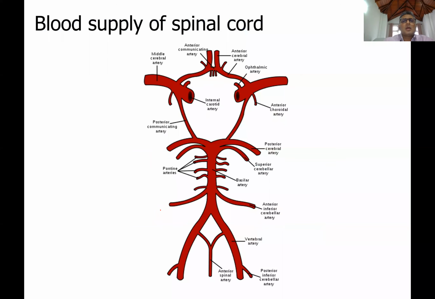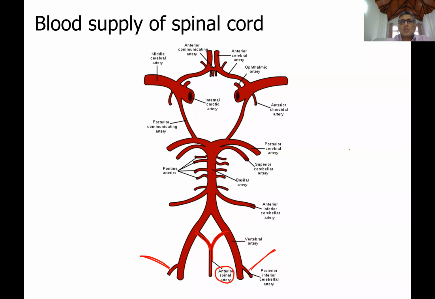Then the blood supply of the spinal cord. Now, we said the vertebral arteries give rise to the anterior spinal artery here. So the two branches coming from the two vertebral arteries form one artery, the anterior spinal artery. Then there are two posterior spinal arteries starting from the posterior inferior cerebellar arteries, in the other direction. I cannot draw it in the other direction, lower down.